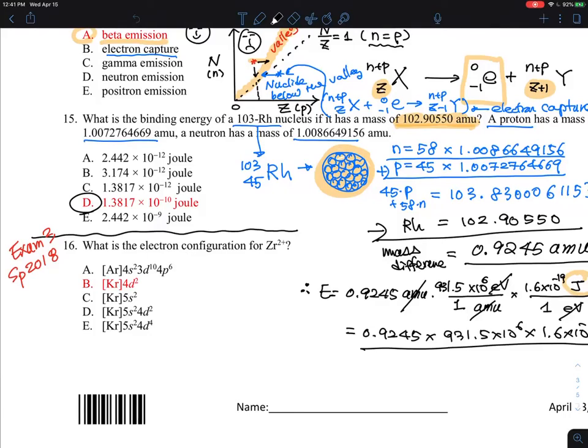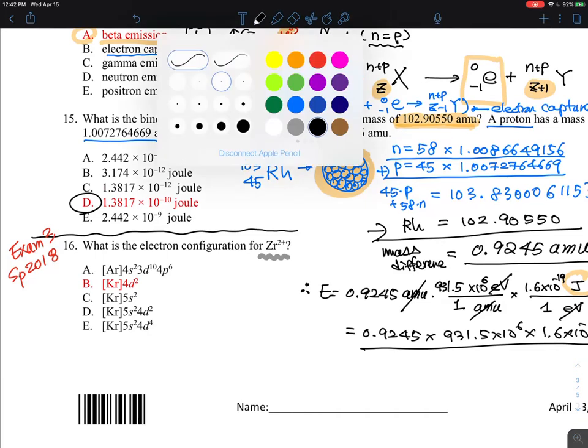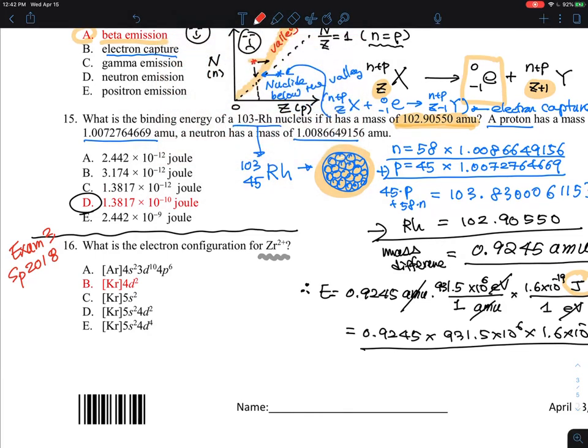This is exam 3 from spring 2018, and they're asking what is the electron configuration for zirconium 2+. So what do you need to do? You need to look at the periodic table. Okay, I'm going to look at the periodic table. Where's the zinc? Zinc is right there, which is number 30, right?